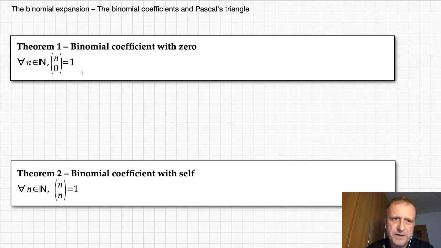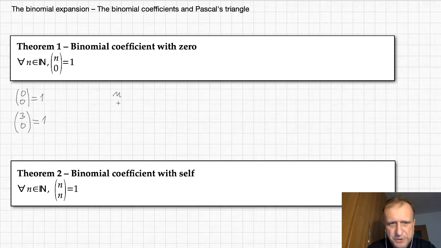So let me start with the first theorem, binomial coefficient with 0. What it says is that for all n in the set of all natural numbers, n choose 0 is always 1. For example, 0 choose 0 is 1. It also says that, for example, 3 choose 0 is 1. So how to prove it?